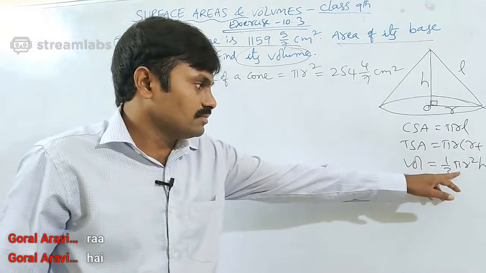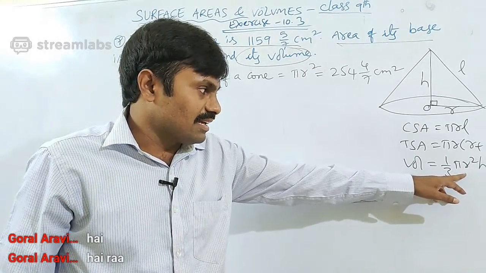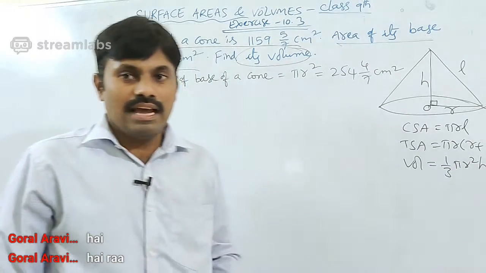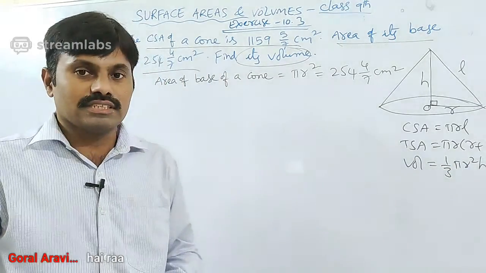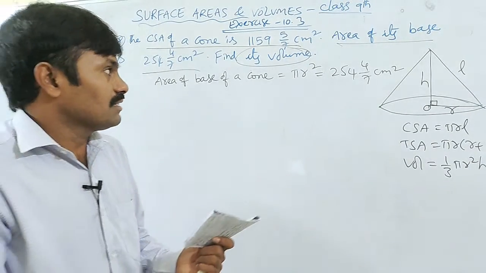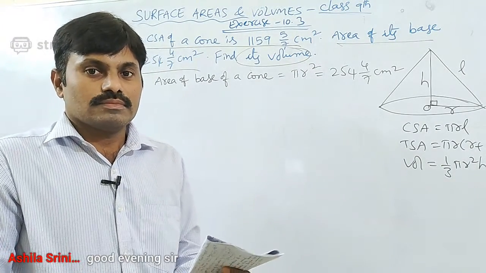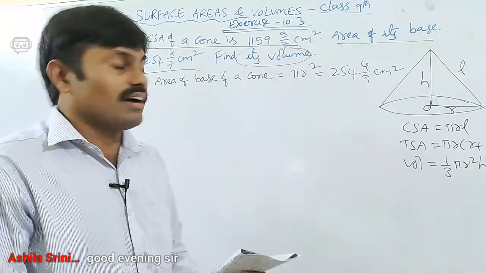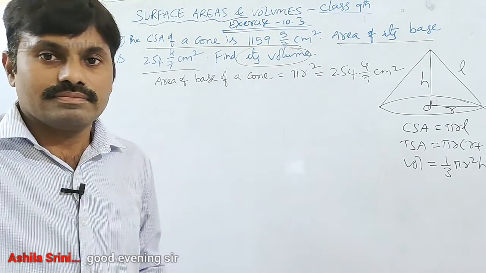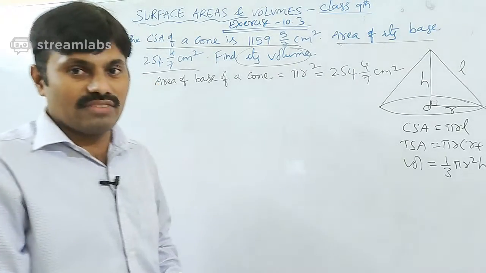Now, pi r square h. If I know the values of r and h, I can find out the volume of the cone. But do we know the r and h values here? We don't know. Then how to find the value of r? By using pi r square we can find it. The reason is that pi is a known value, 22 by 7, and r is the unknown quantity, so we can find it easily.